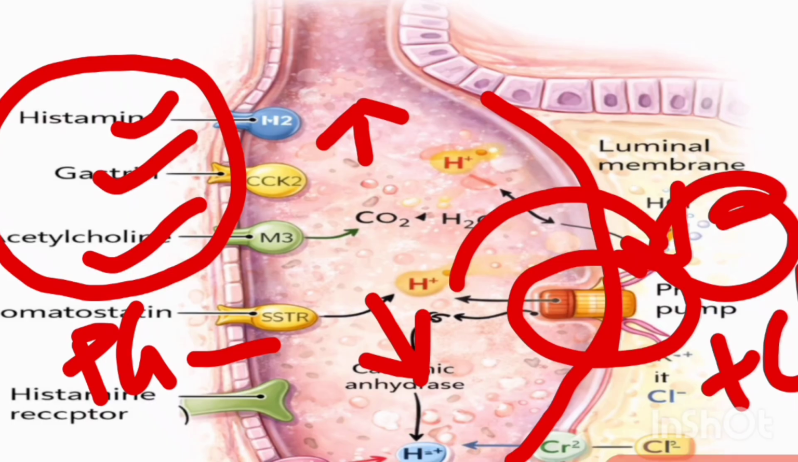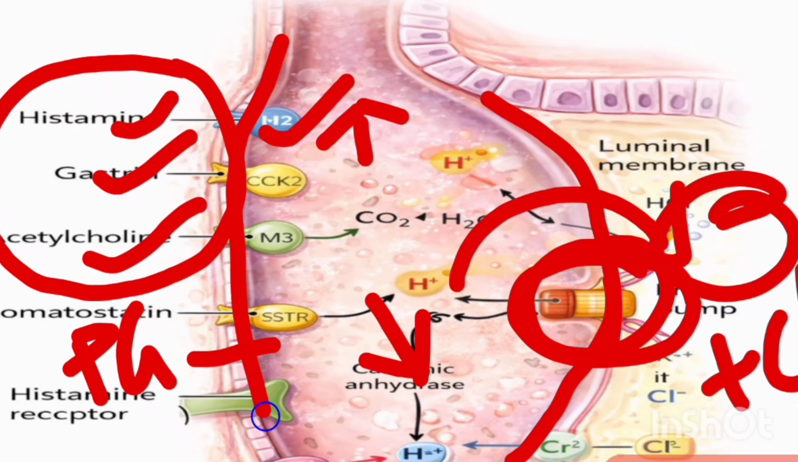How will these mediators act? So these released mediators, some are autocoids, some are hormones, some are neurotransmitters. So these will act on the parietal cells of the stomach, and they stimulate the proton pump and cause the secretion of H plus ions. Here, this is through acting on their receptors on the basolateral membrane.